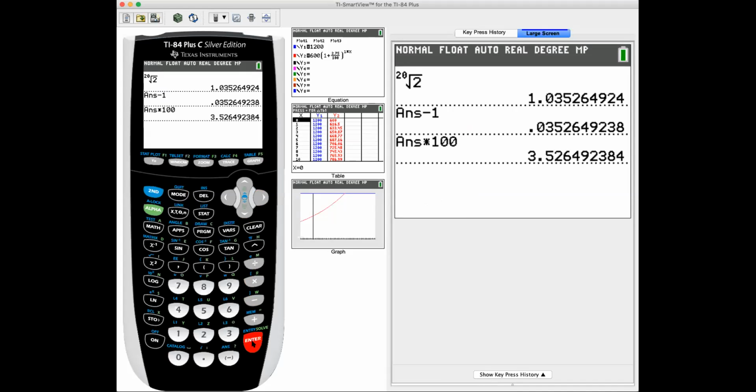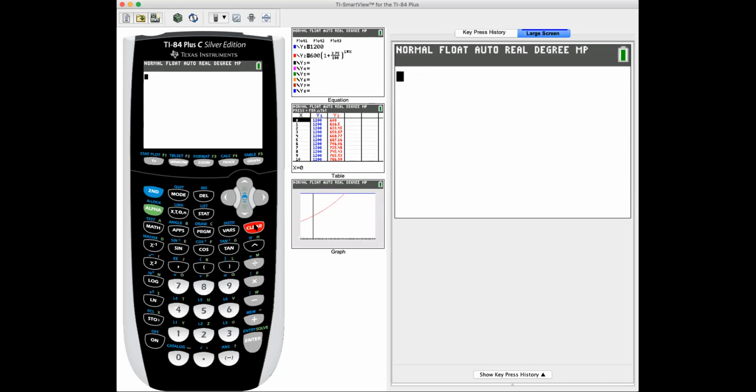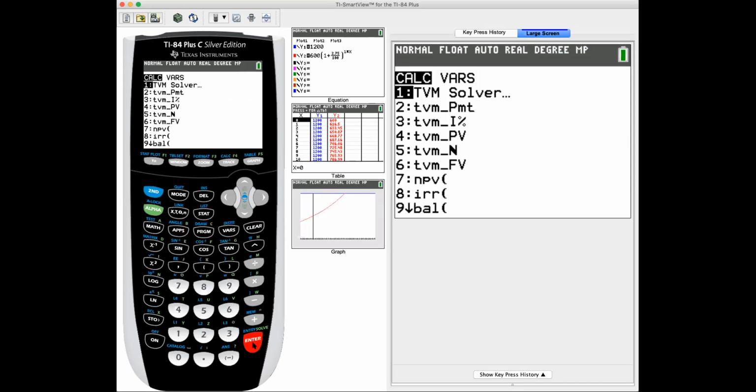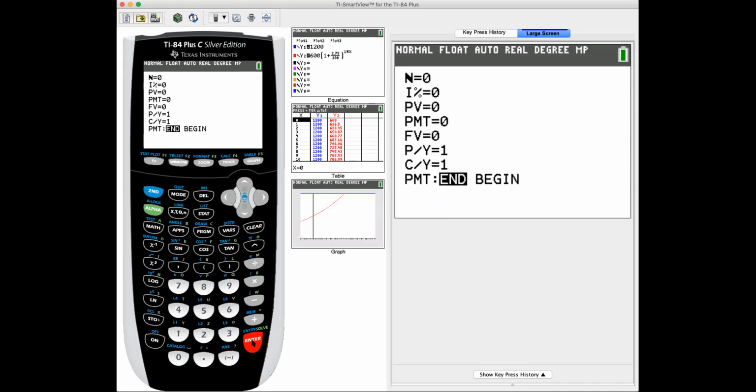Also with financial applications, there was a calculator way to do all of these questions, okay? That was located in the app section, and then in finance, and then TVM solver. Do you guys remember this from last year? Yes. Okay.